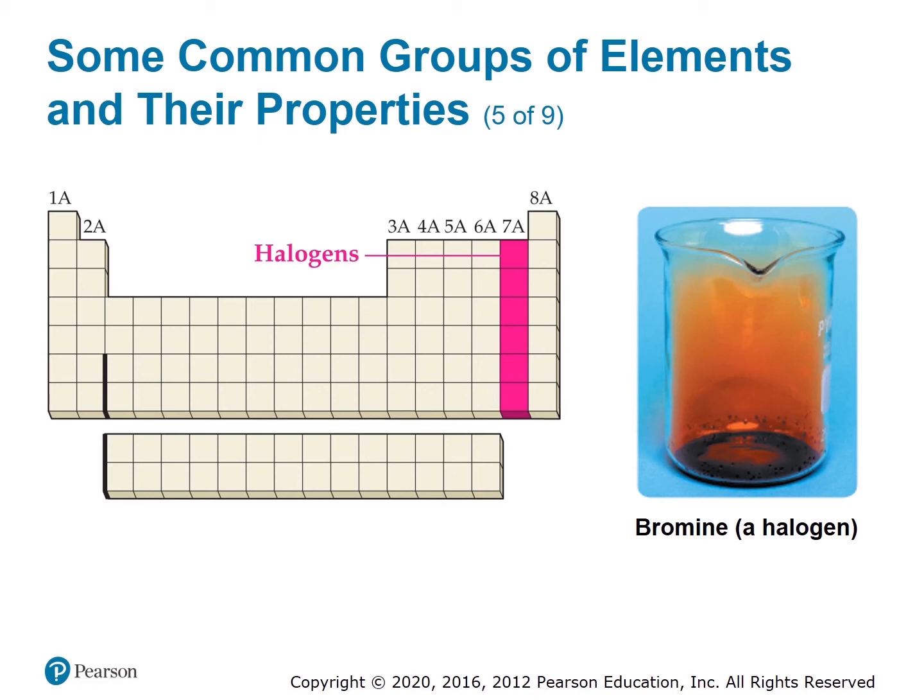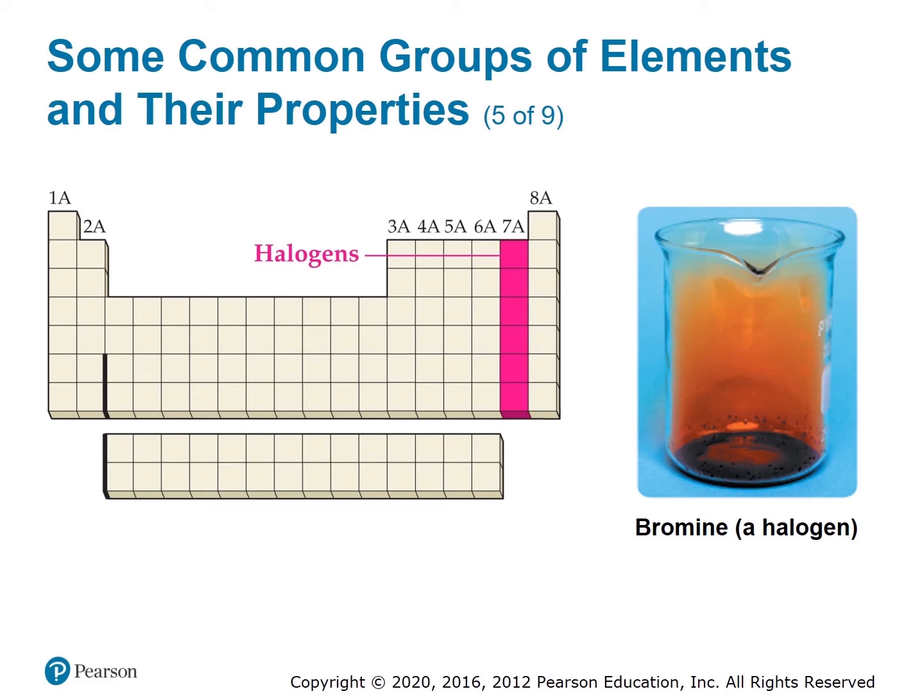Let's now take a look at the last two groups, starting with group 17 or 7A, the halogens. These are non-metallic elements, so they're very different than the alkali metals or alkaline earth metals. The members of this group include fluorine, chlorine, bromine, and iodine, or as it's sometimes pronounced, iodine. They have somewhat variable physical properties.